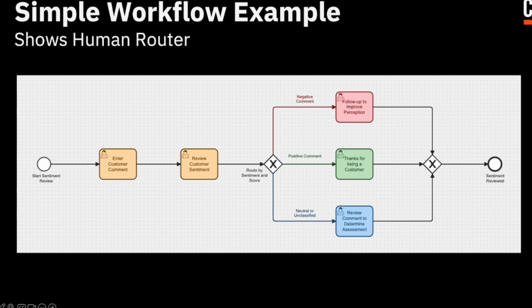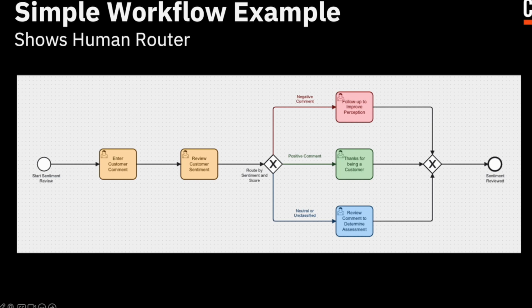What you're looking at right now is this very simple example of Camunda process orchestration using a human router. So we're going to mimic the idea of a customer entering a comment. Probably that comment would be coming in through a chat bot or an email or some other input mechanism. In this case, we're just going to enter a comment so we can show you how we would deal with that. And the next thing is reviewing the customer sentiment.